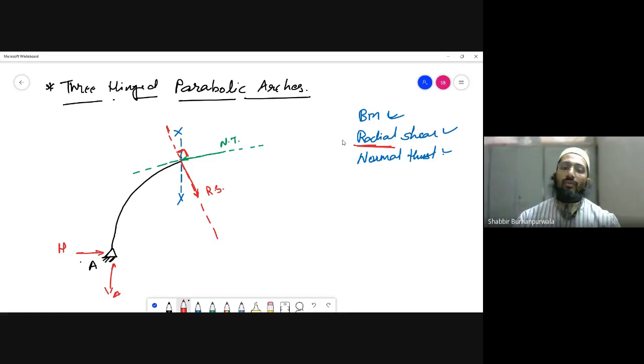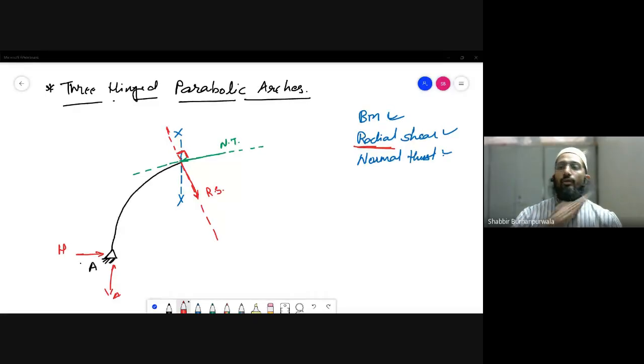Now in a similar fashion as you saw over there, you can see now my hand shows you this section. The pen is showing you the direction of the normal thrust, and also the direction of my hand gives you the direction of the radial shear. Okay, is it clear to you? Do you understand this?